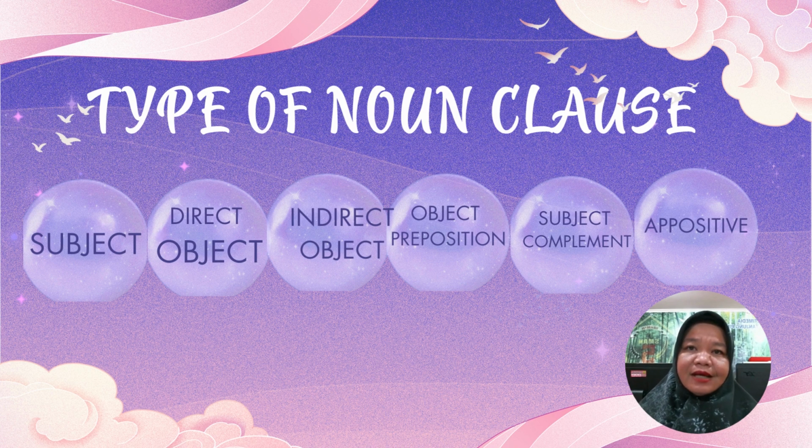Number five, subject complement. The example: my reason for being late is that I missed the bus. The last is an appositive noun clause. It is worrisome that no one has studied for this exam. Note that in the final appositive example, the clause that no one has studied for the exam is the same in meaning as the pronoun it at the start of the sentence. This could therefore be rearranged as a subject noun clause: that no one has studied for the exam is worrisome.